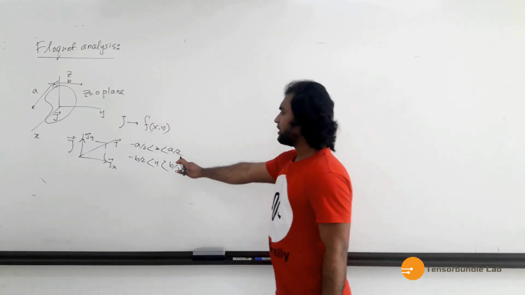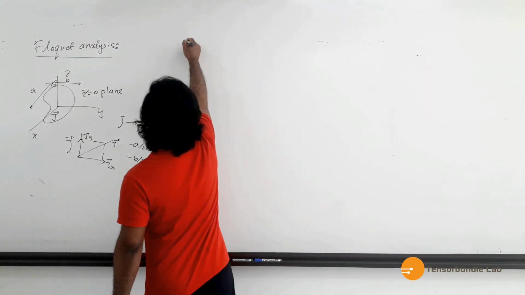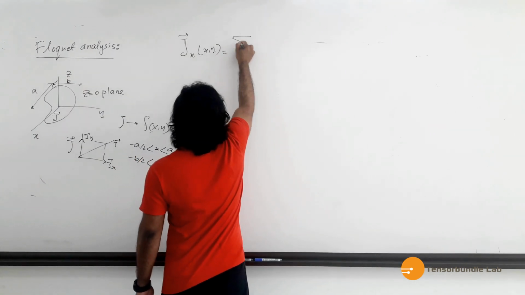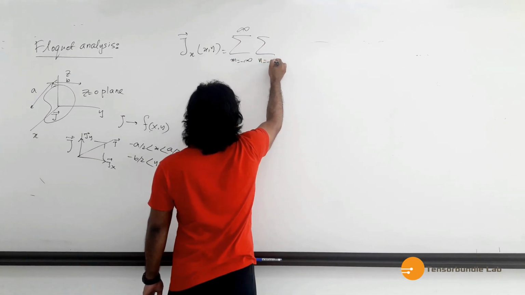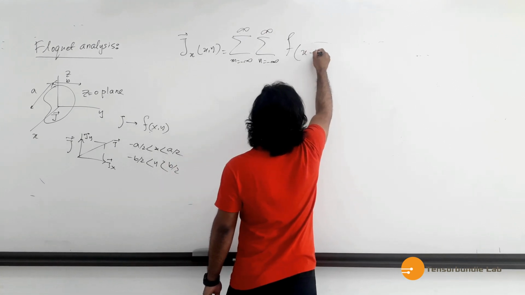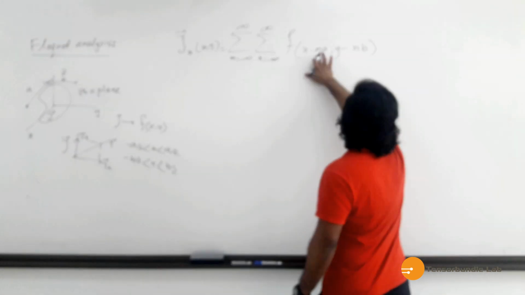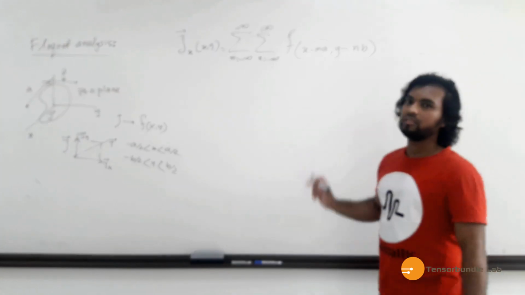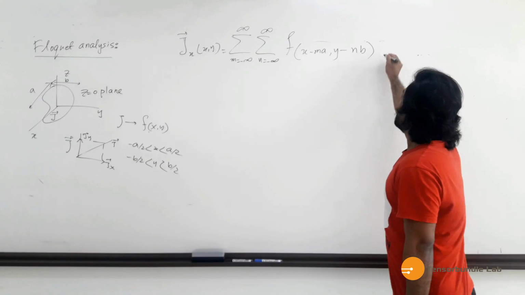So we can write down the x component of the surface current by this general equation, Jx(x, y), as a sum over m, with m from minus infinity to positive infinity, of f(x minus ma, y minus nb). m is the number of unit cells along the x-axis, and a is the dimension. Similarly, this is for the y-axis.